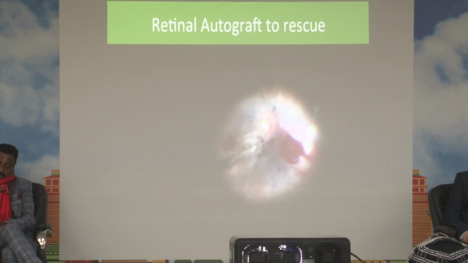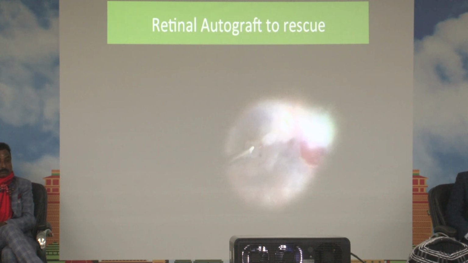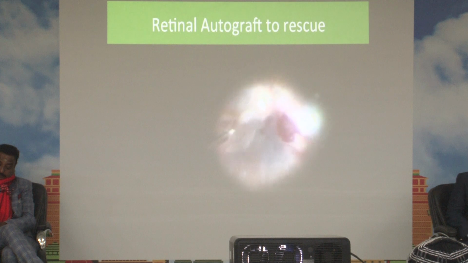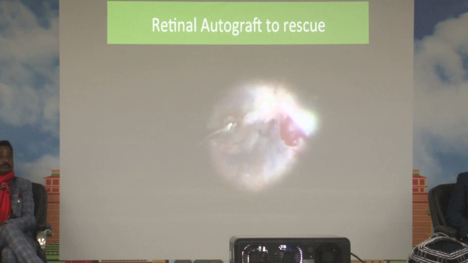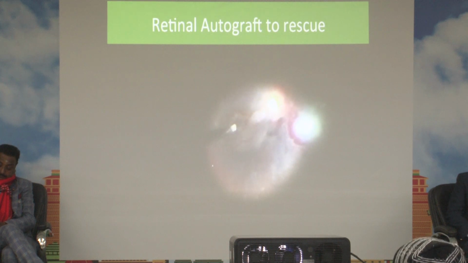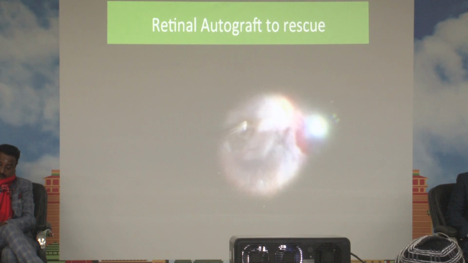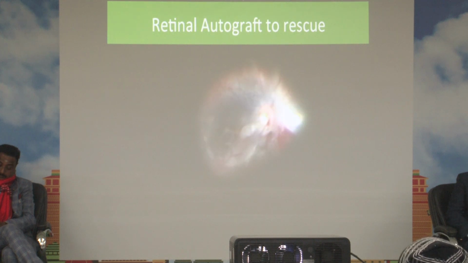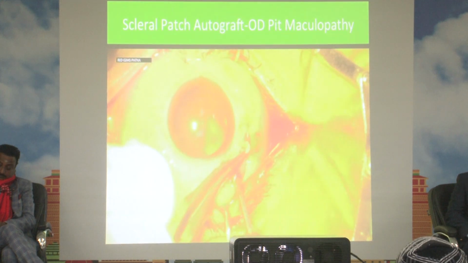Now the point here was not just the functional outcome, but I know that this is a one-eyed patient, and unlike other holes, which might do well, in this hole, if I leave it, there would certainly be a retinal detachment. So this was more of an anatomical outcome that I was looking for, and this is why I did the retinal autograft in this case.